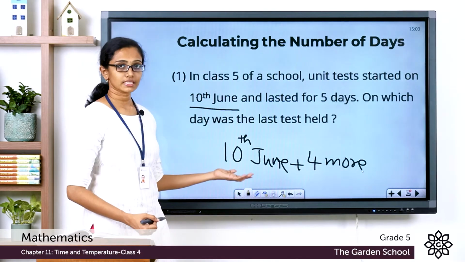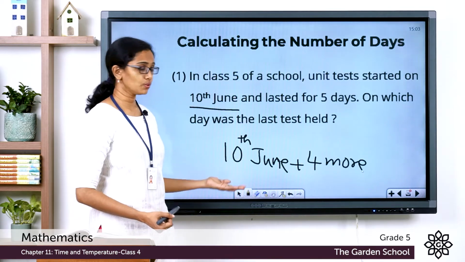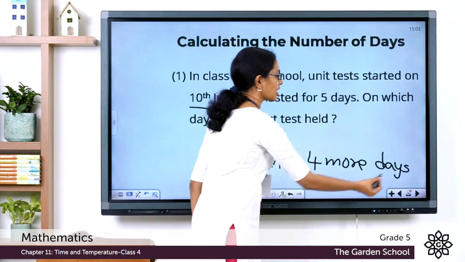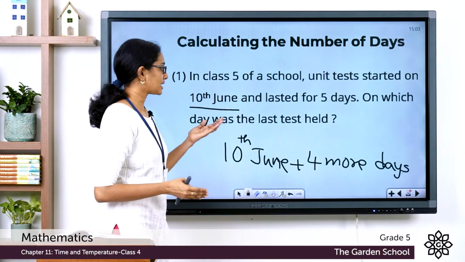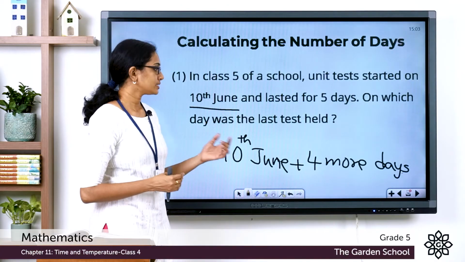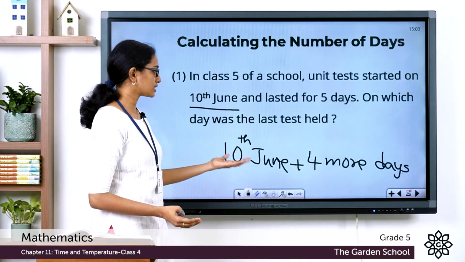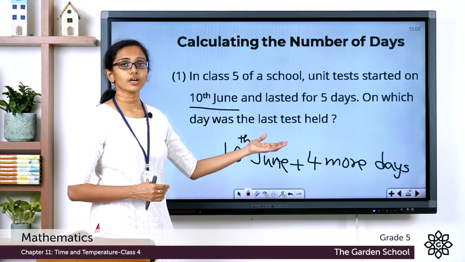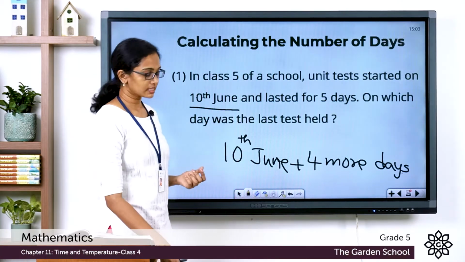The day 1 of the exam was on the 10th of June and it lasted for 4 more days, and you are asked to find out on which day or which date the last test was held. So how do we find it out? Just add 4 more days to the 10th of June and we'll get the final day of the test. So let's see the steps.